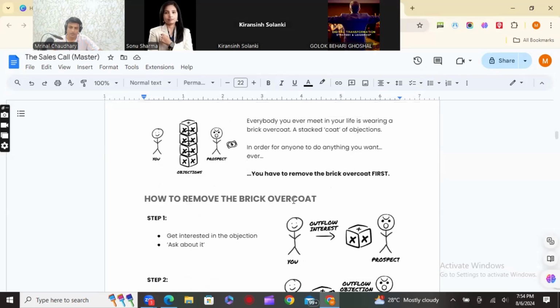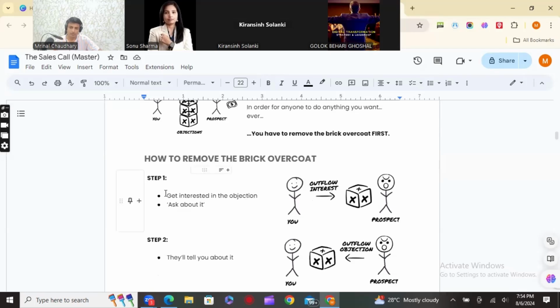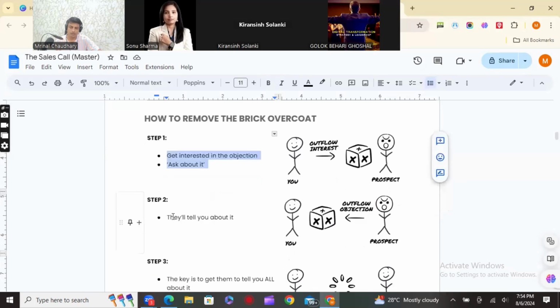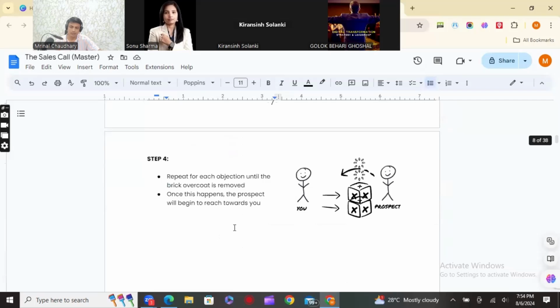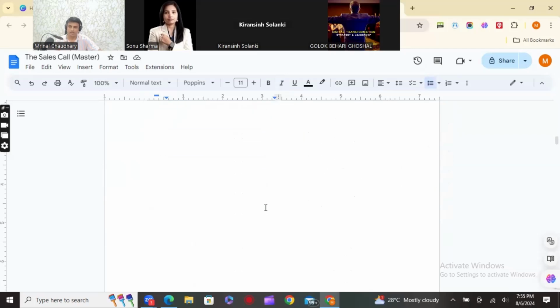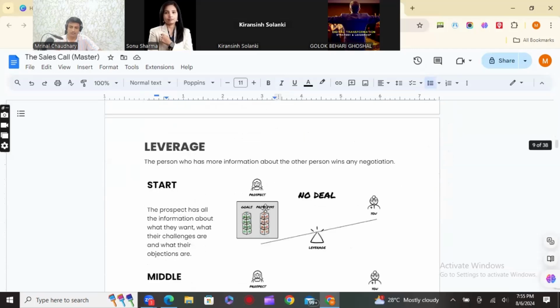Okay, so how can you overcome this? Step 1 is to get interested in the objection and ask about it. Step 2 is they will tell you about the objection. Step 3 is the key: you have all the objections by your side. You have to repeat this for all the objections they have. That's why sales and objections are interrelated.